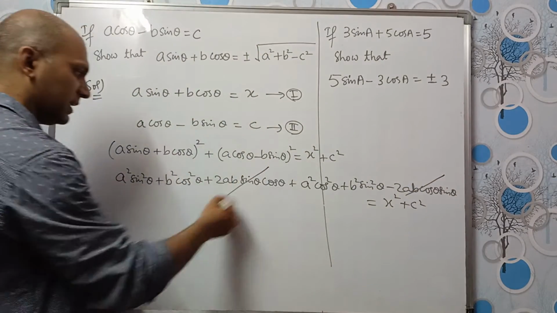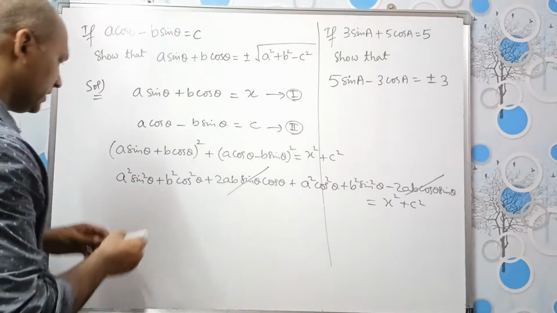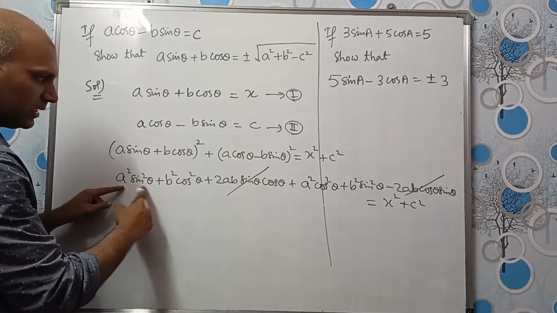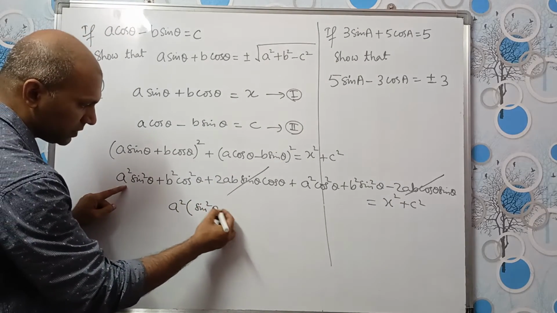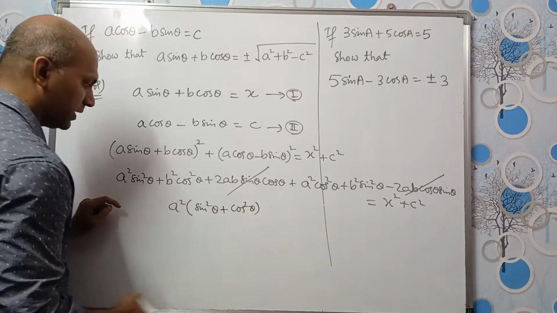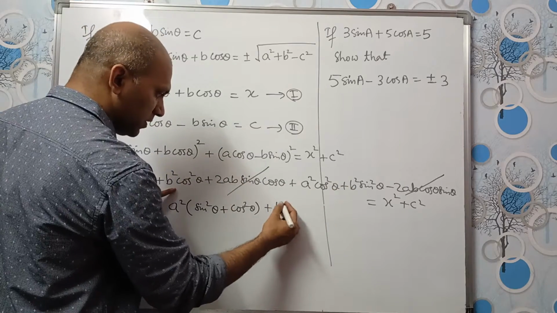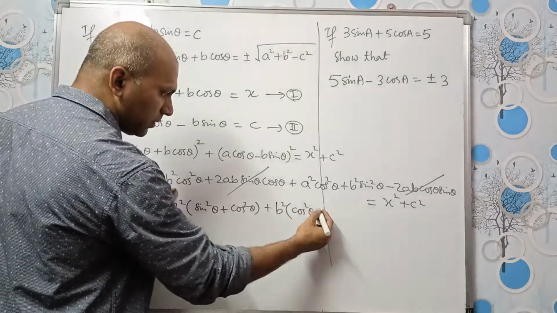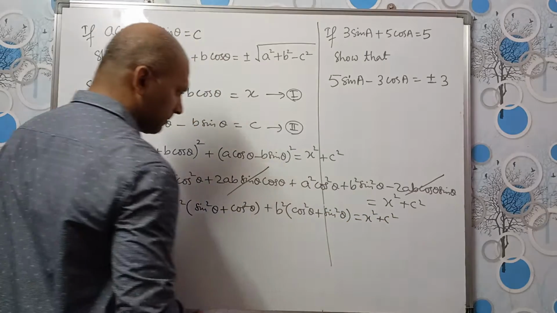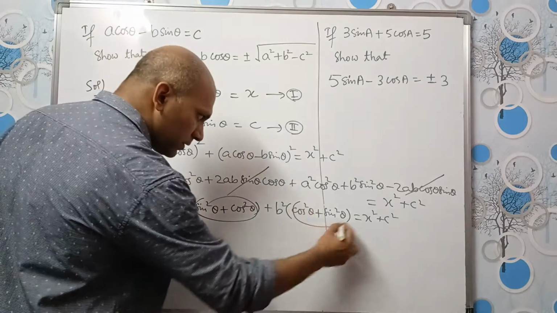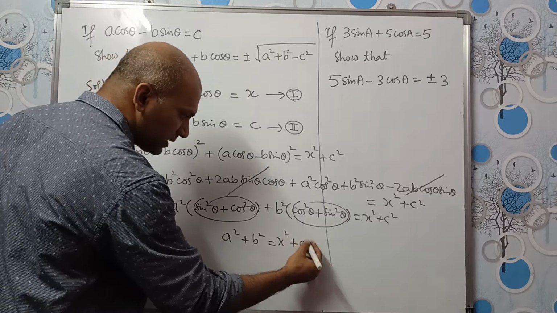See, these terms will get cancelled. These two are the same terms with opposite signs. They will get cancelled, right? So we have a square sin square theta here and a square cos square theta. Can we take a square common? Yes. If you take a square common, we will have sin square theta plus cos square theta. Plus, can we take b square common from these terms? Yes. So we'll have cos square plus sin square theta is equal to x square plus c square. This is 1 and this is also equal to 1, right? So we have a square plus b square equal to x square plus c square.